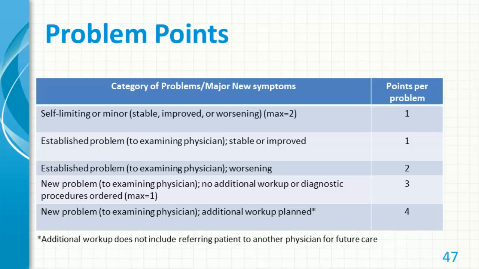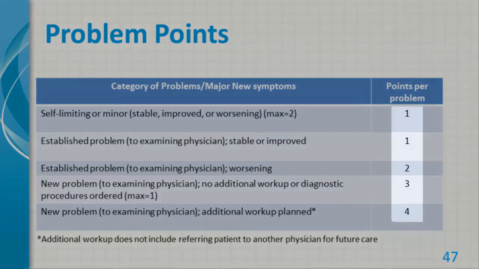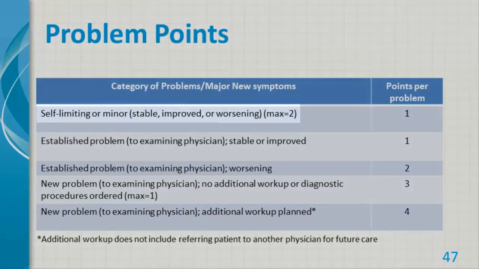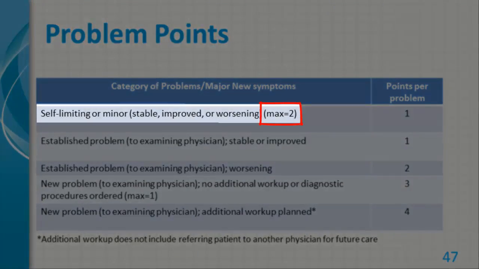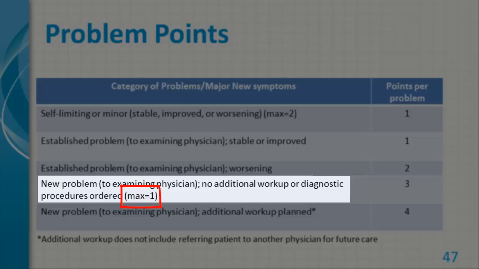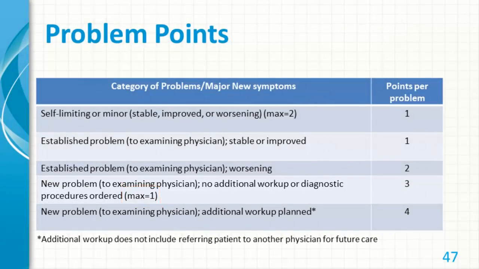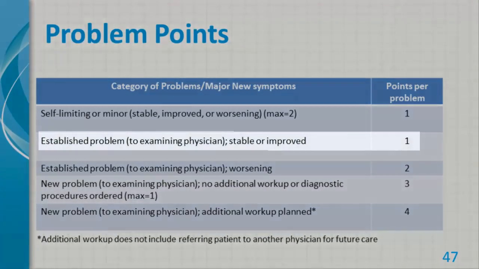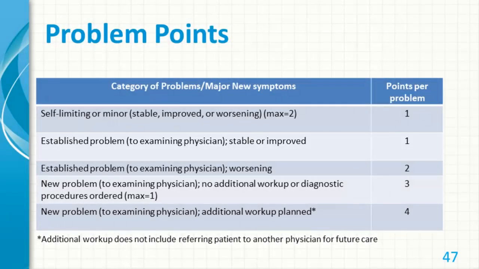The way the table works is the level of number of diagnoses or management options is determined by the sum of the problem points for the diagnoses and/or problems addressed during the visit. Each problem is assigned 1 to 4 points, and the points are added together to obtain the total problem points. The self-limited or minor category maxes out at 2 problems or diagnoses, and the new problem, no additional workup category maxes out at 1 diagnosis or problem. In other words, for each minor problem up to 2, you get 1 point. For each stable established problem, no limit, you get 1 point, etc. The points are totaled to come up with the problem points.